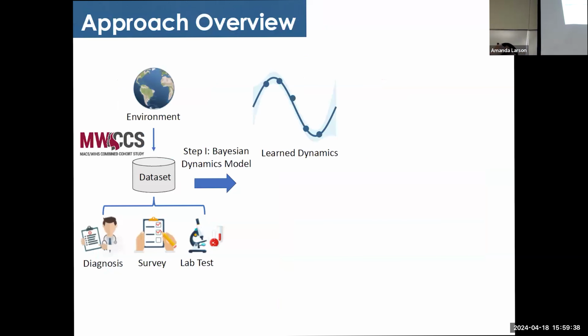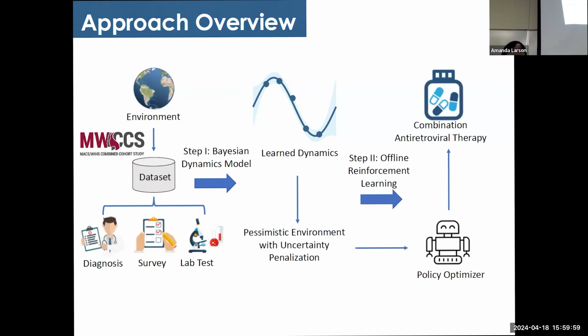Here is an approach overview. We have all this data, and first we develop a Bayesian dynamics model to learn how their health outcomes evolve over time, for example their kidney function and eGFR. After we learn these dynamics, we put them into an offline reinforcement learning framework and create a pessimistic environment to handle the distribution shift issue, and then we optimize the treatment. So it's a two-step approach: we first have the dynamics model, and then we optimize the policy.